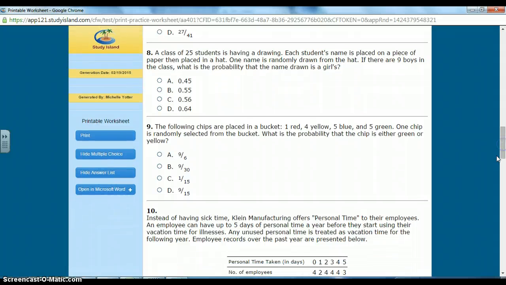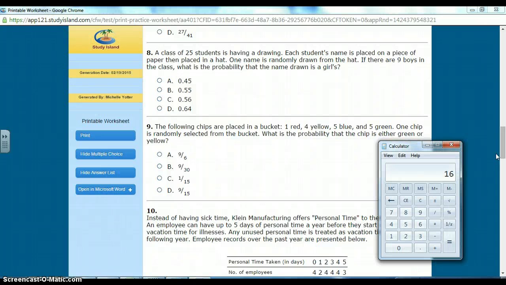Okay, a class of 25 students is having a drawing. Each student's name is placed on a piece of paper, then placed in a hat. One name is randomly drawn from the hat. If there are 9 boys in the class, what is the probability that a name drawn is a girl's? So 9 out of 25 is the probability for a boy. So 25 minus 9 means there's 16 girls in the class. So 16 out of 25 is the probability of it being a girl.